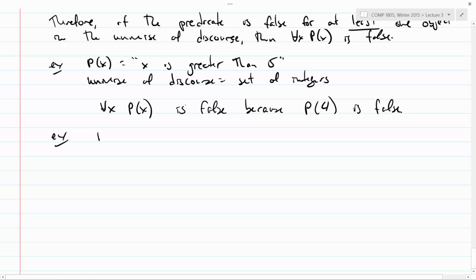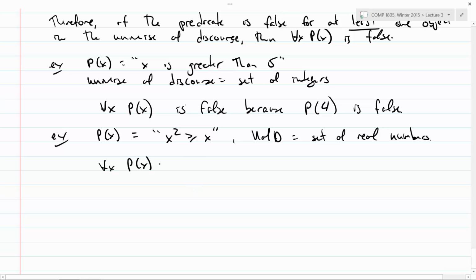All right, here's another one. If P(x) is the statement x squared is greater than or equal to x, and the universe of discourse is the set of real numbers, is for all x, P(x) true? True, false. Who says true? Who says false? Okay, someone who thinks it's true, explain why. If you have a negative number and square it, you get a positive number that's greater, and 0 squared is 0, and 1 squared is 1, and anything beyond that is greater. Okay, someone who says it's false, explain why.